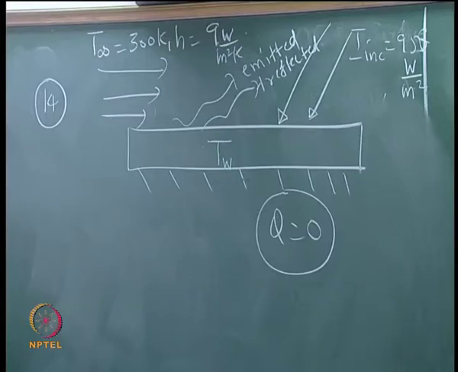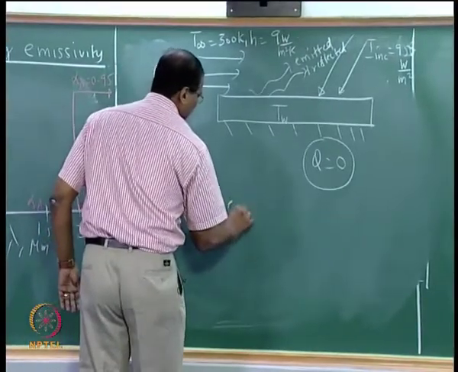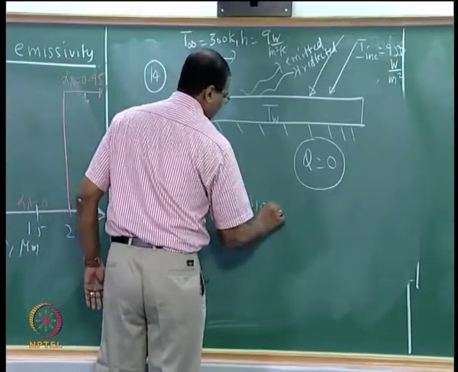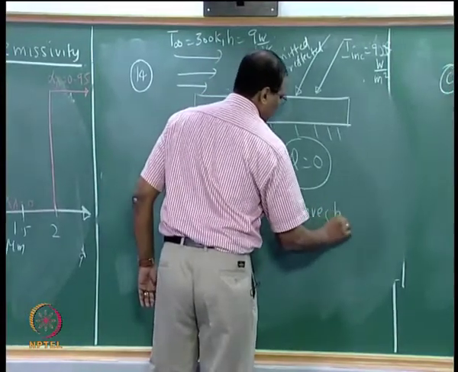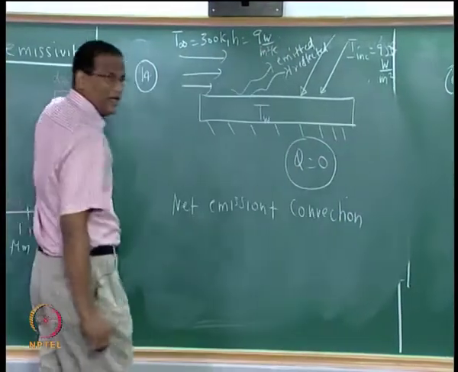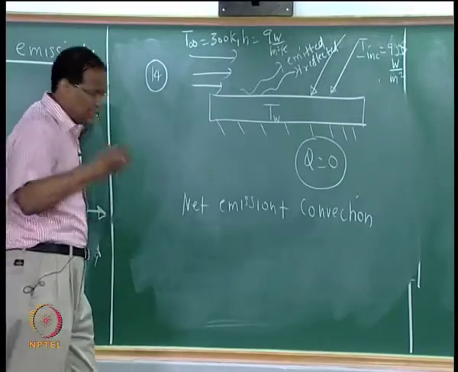What is going out? What is going out minus what is coming in must be equal to 0. Okay. Net emission plus convection equal to incident. Very good.